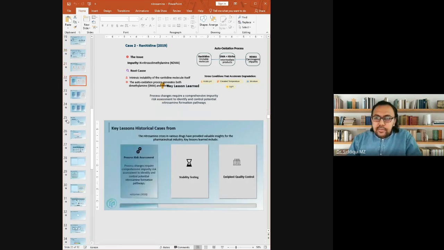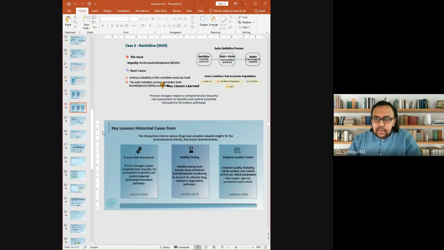So just to summarize, from these key lessons, the first is process changes require comprehensive risk assessment to identify and control potential formation pathways. Also, stability testing must include stress conditions. And the third is that excipient quality control is very vital, especially in the context of nitrite content.